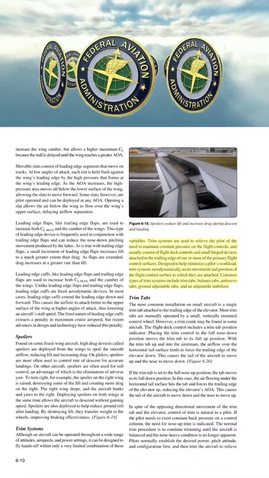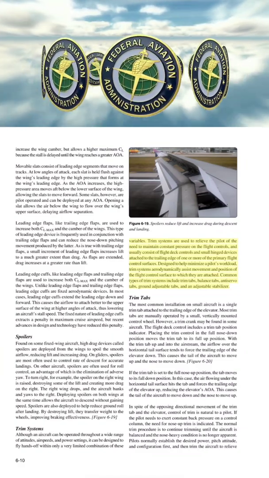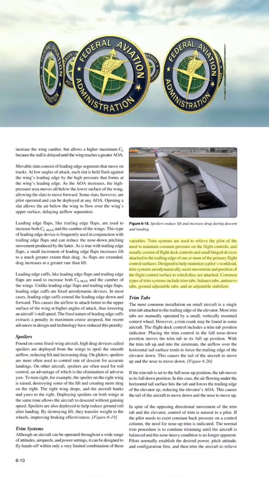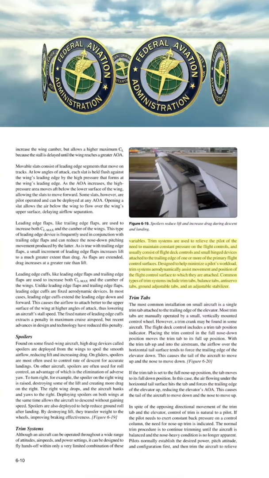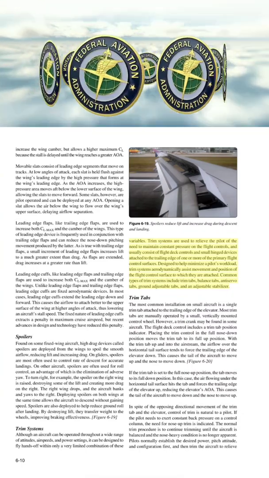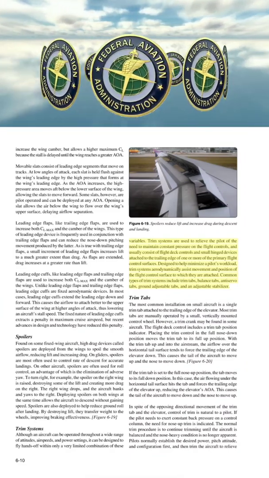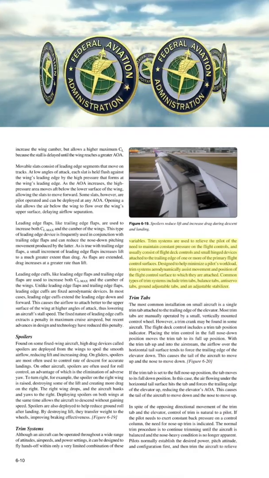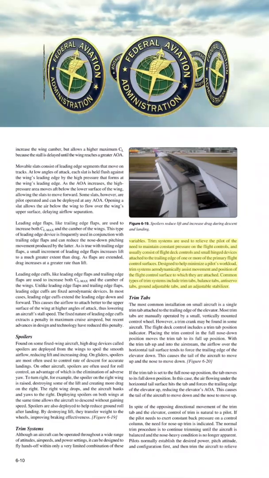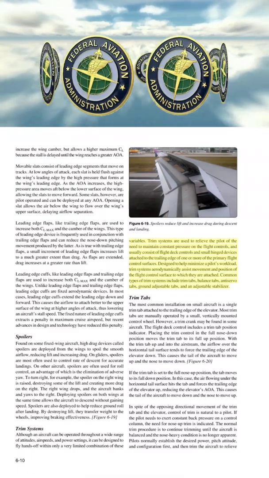Trim systems are used to relieve the pilot of the need to maintain constant pressure on the flight controls, and usually consist of flight deck controls and small hinge devices attached to the trailing edge of one or more of the primary flight control surfaces. Designed to help minimize a pilot's workload, trim systems aerodynamically assist movement and position of the flight control surface to which they are attached. Common types of trim systems include trim tabs, balance tabs, anti-servo tabs, ground adjustable tabs, and an adjustable stabilizer.